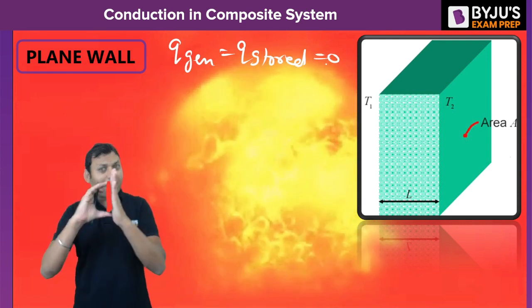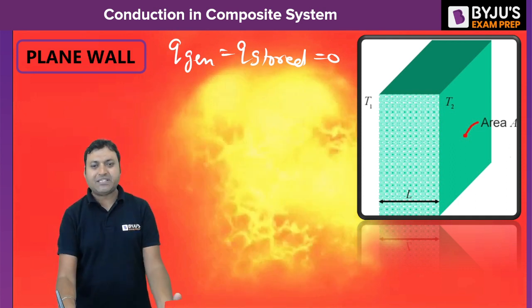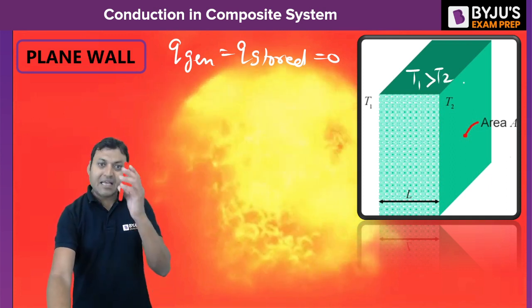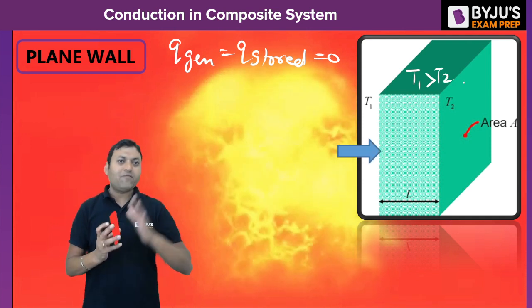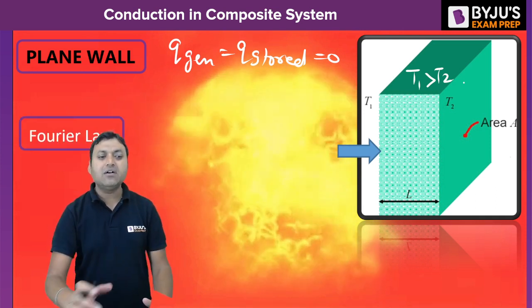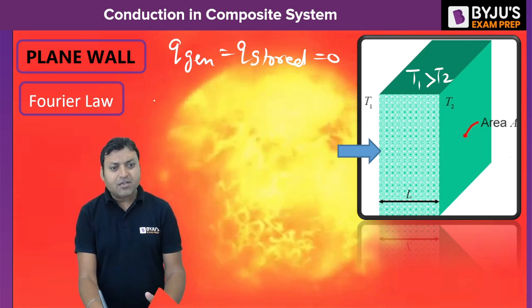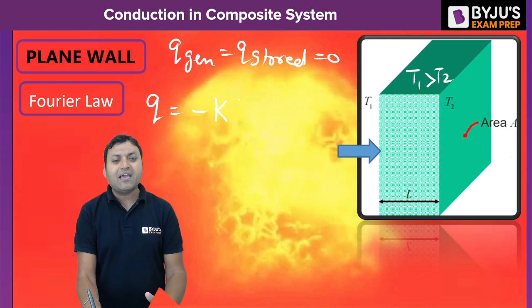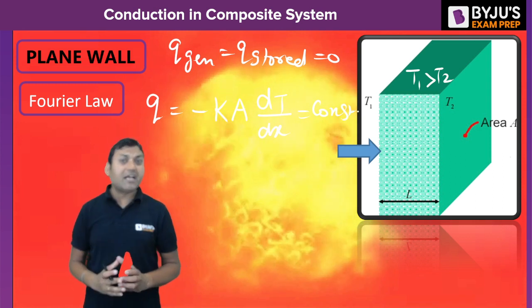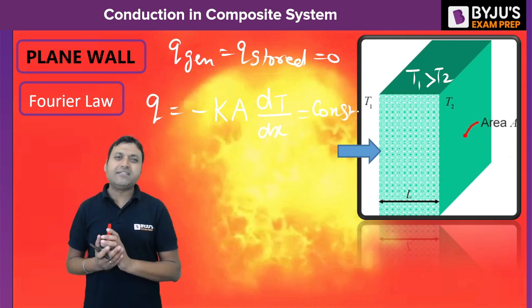So the inner face temperature is T1, which is higher compared to the outer surface temperature T2, which is lower. If T1 is greater than T2, then the heat will flow in the plane wall through conduction from left to right, from high temperature to low temperature. And for conduction, we can use the Fourier law of heat conduction. According to Fourier law, Q is equal to minus K into A into dT by dx, and it will be constant. The rate of heat transfer will remain constant because there is no heat generation in the system. There is no change in internal energy in the system.